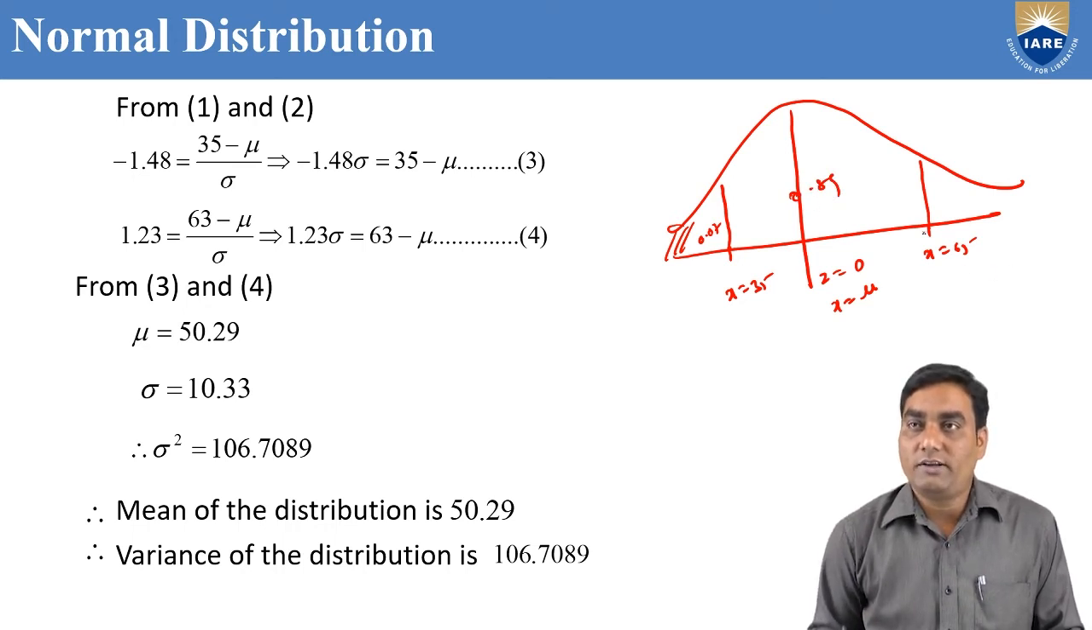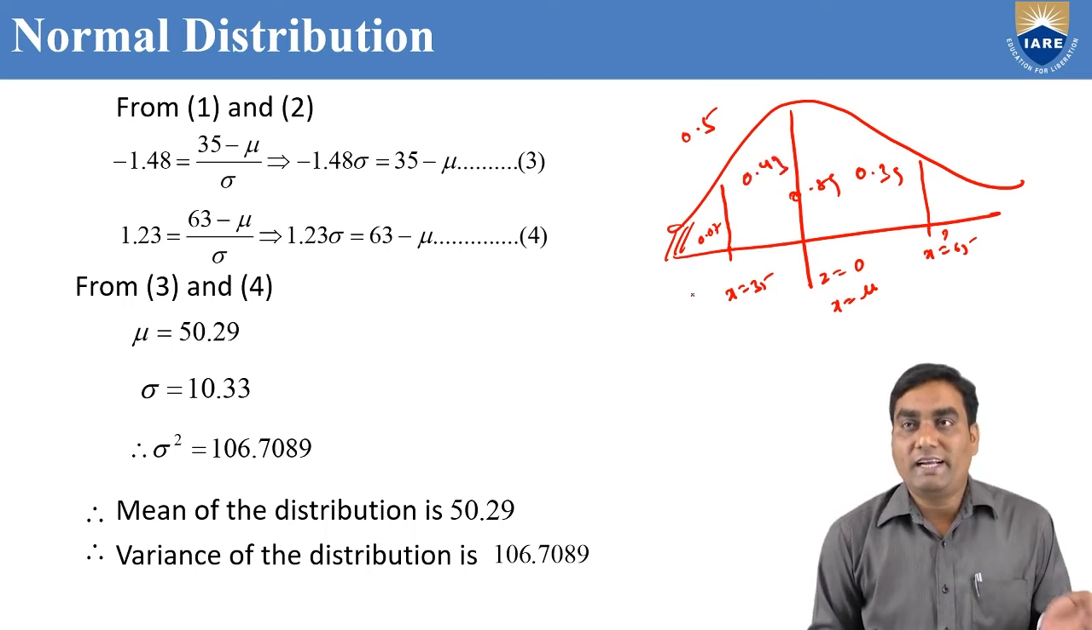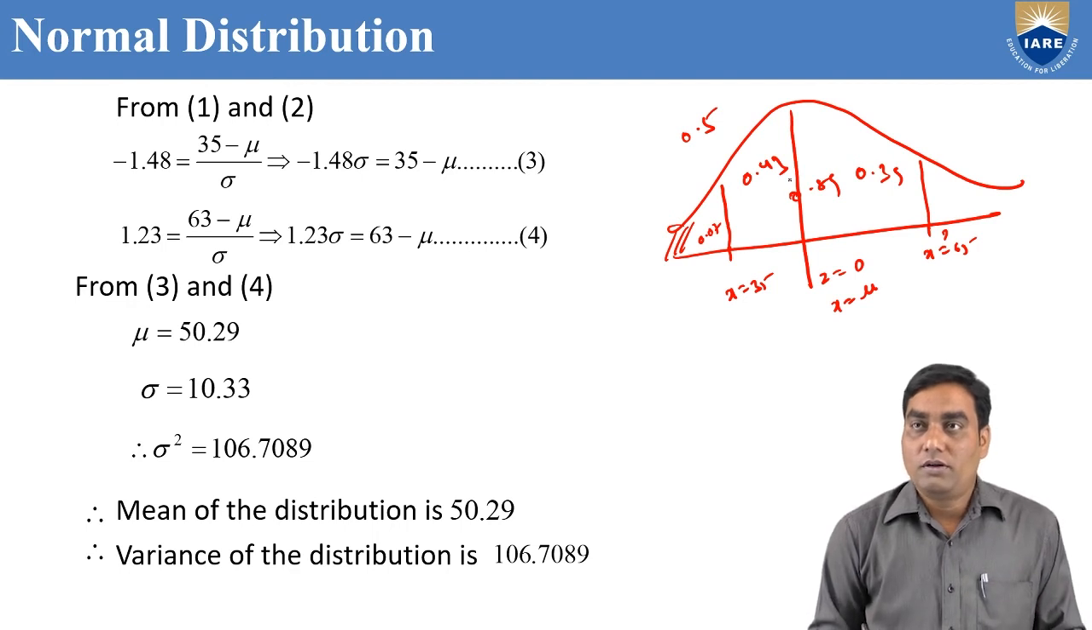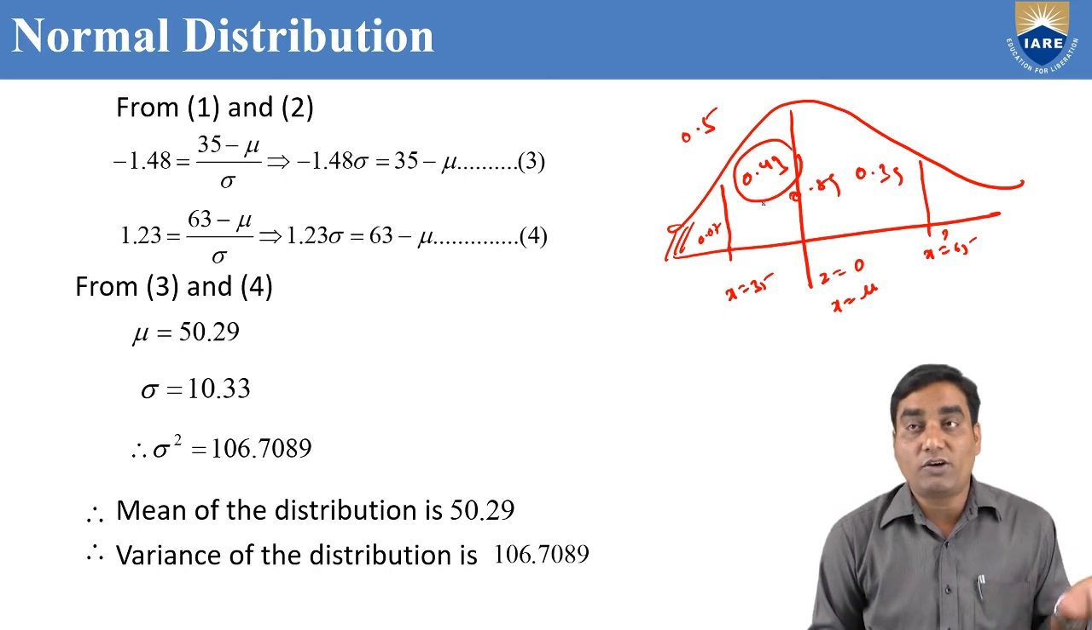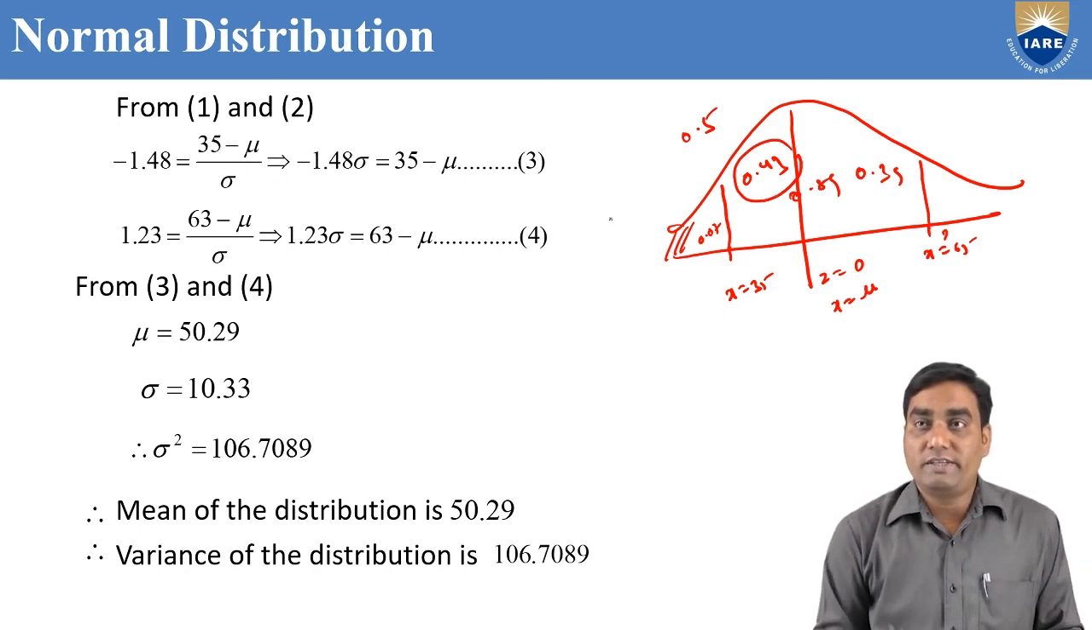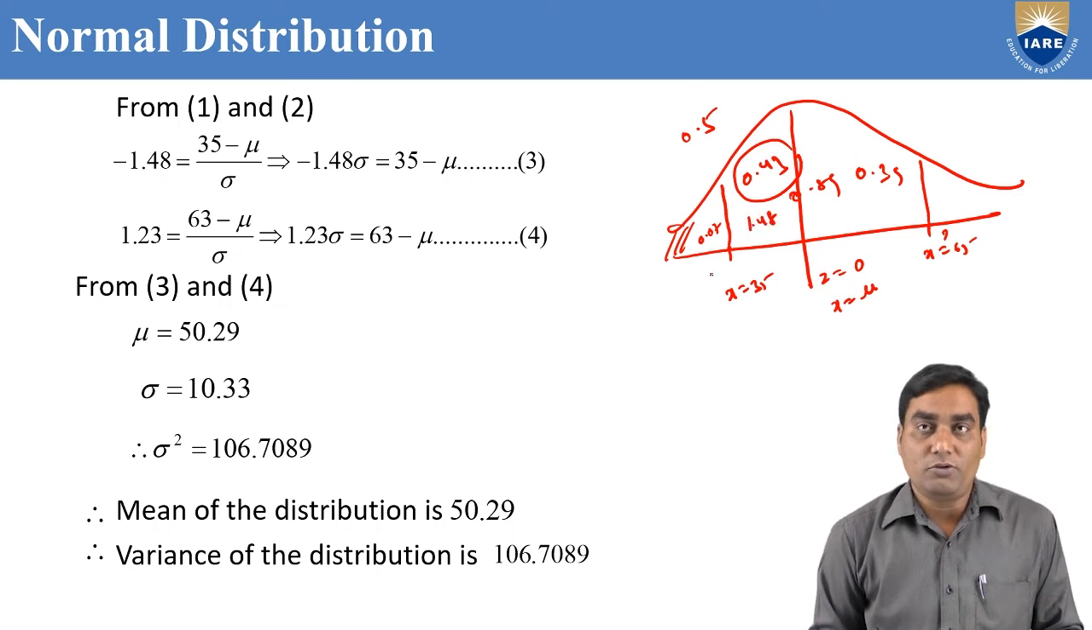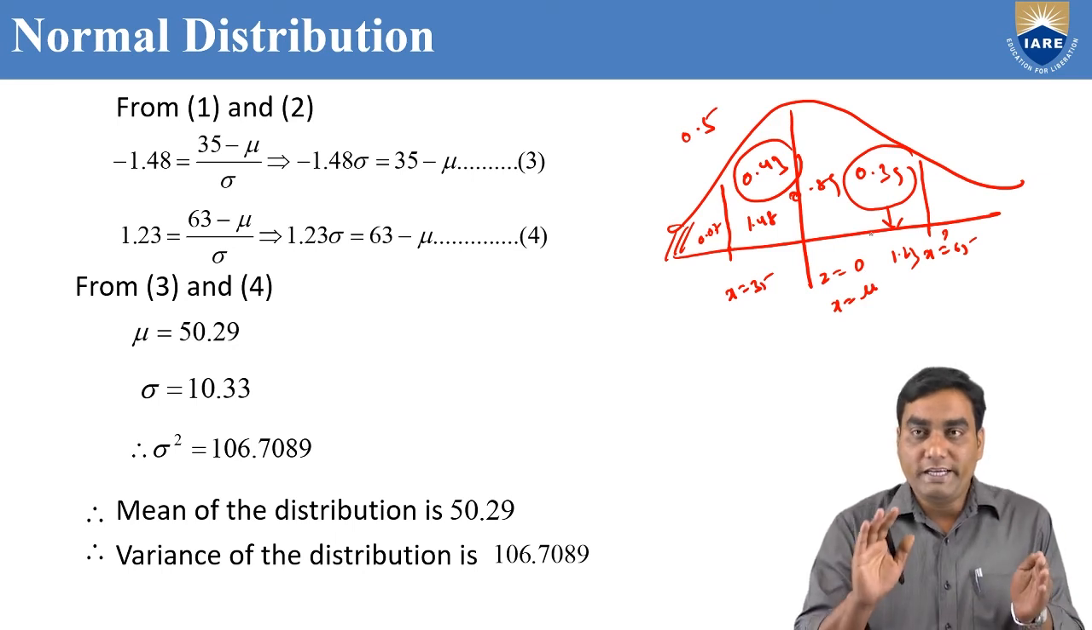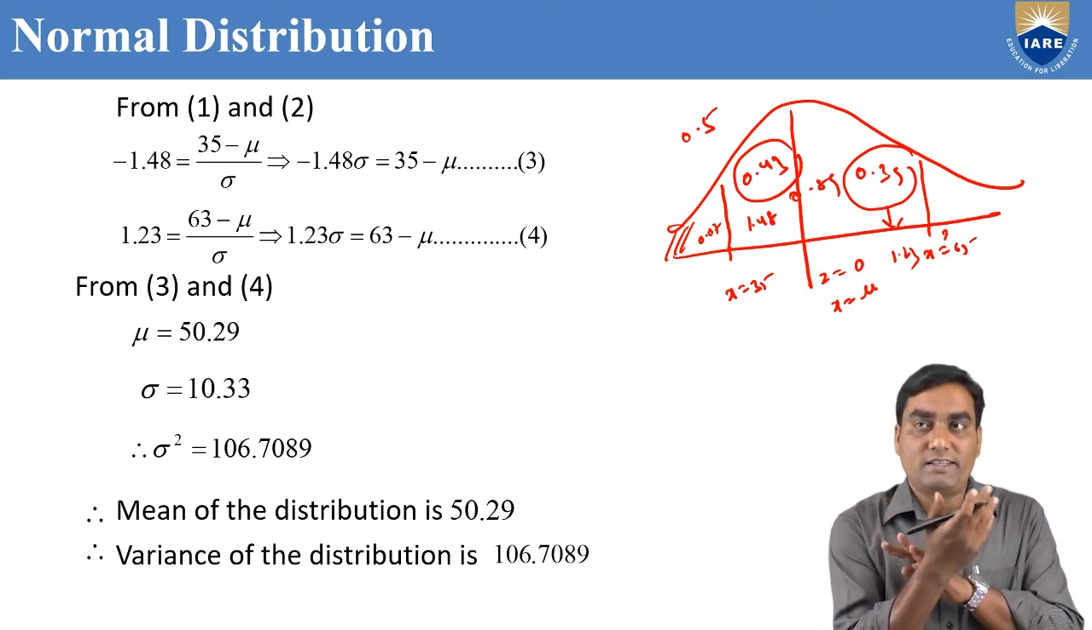Now you can find out this value. How to get it? See, 0.89 means this is 0.39 because it is 0.5. This is 0.07, which means 0.43. Now you check the Z value in the table. The 0.43 area is occupied at what value of Z? At 1.48 from the table. Reverse side we need to check it. The 0.39 area is occupied at what value of Z? 1.23 from the table.